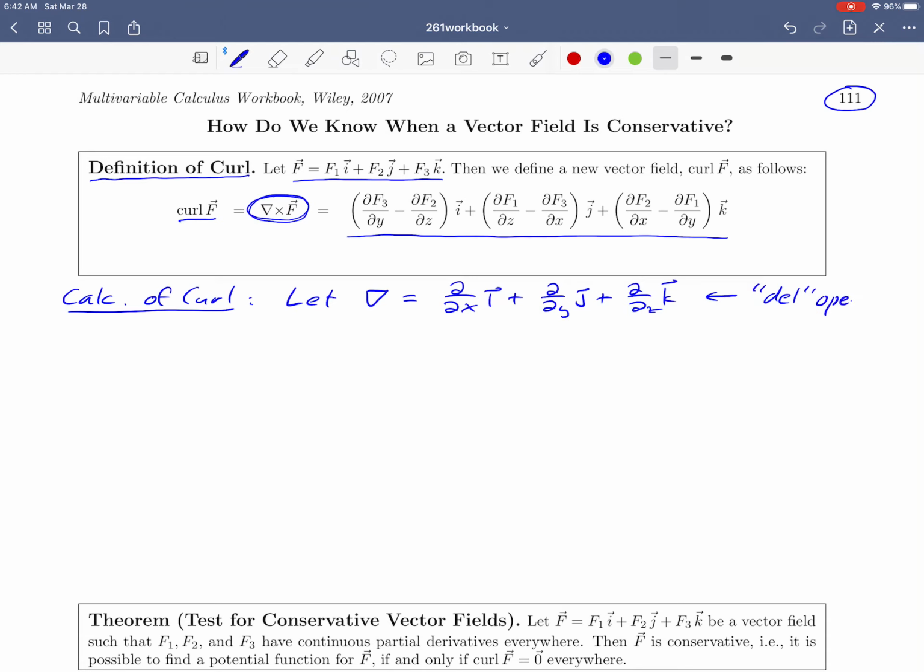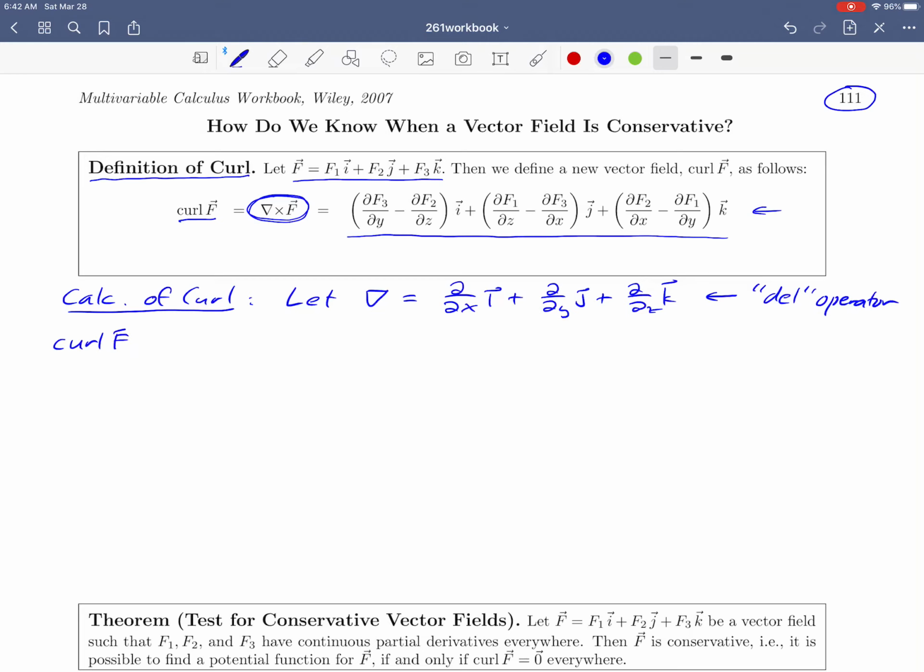This is called the del operator. So del is just our word. When we see this upside down triangle, we're going to say del. Those of you physicists out there, you may have seen this notation already. It's pretty common in that subject.